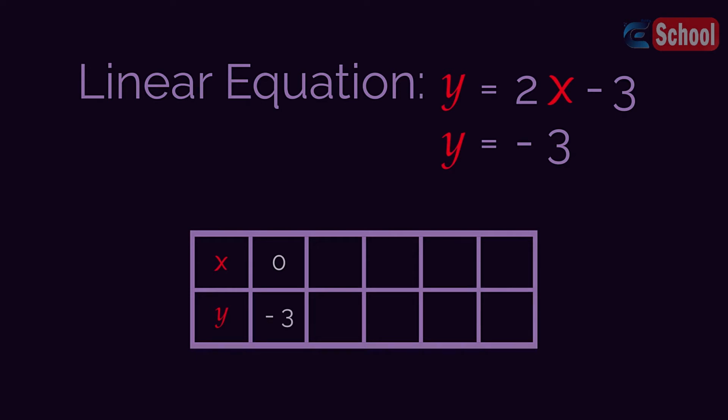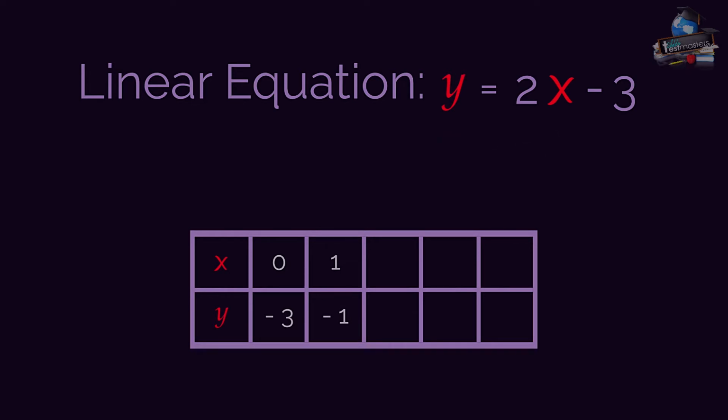So now choose another value of x. Keep the numbers small, so let's go for x equals 1. So then, y equals 2 multiplied by 1 minus 3. So y equals 2 minus 3, so y is negative 1. And again we can enter this into our table. When x is 1, y is negative 1.